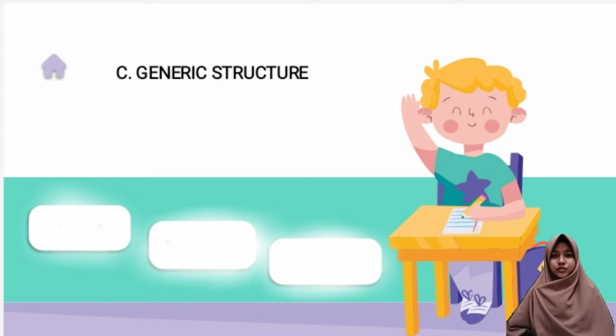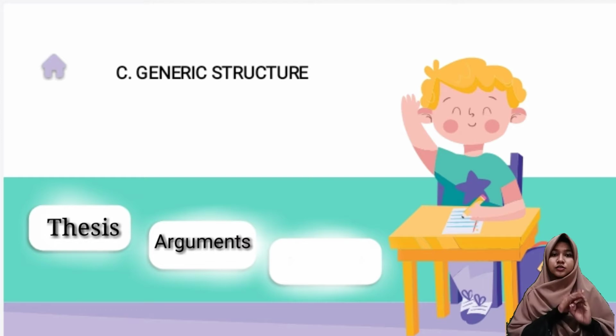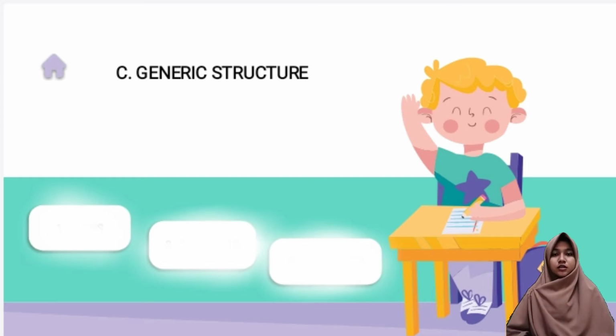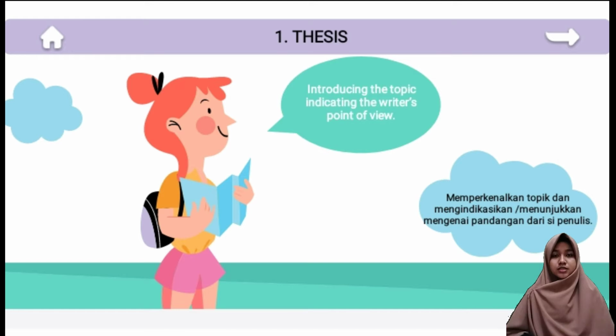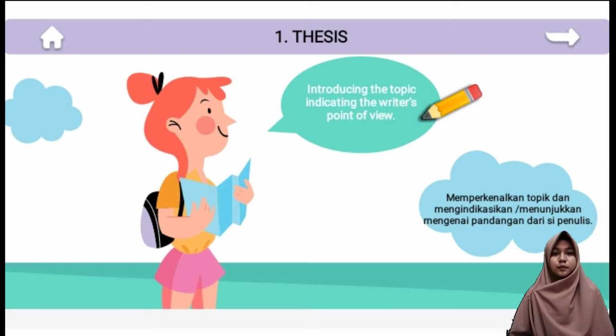The third is the generic structure of analytical exposition text. There are three generic structures. The first is thesis, the second is arguments, and the third is reiteration. The first is thesis. Thesis means introducing the topic, indicating the writer's point of view. It shows the writer's position. Is the writer being pro or contra about the topic? Actually, thesis is placed in the first paragraph.